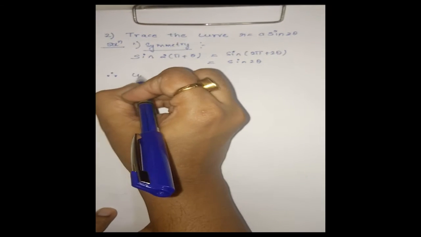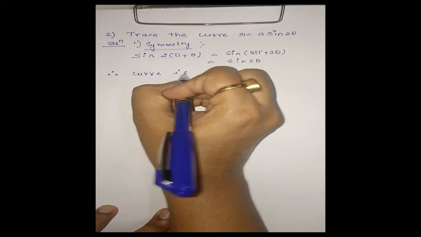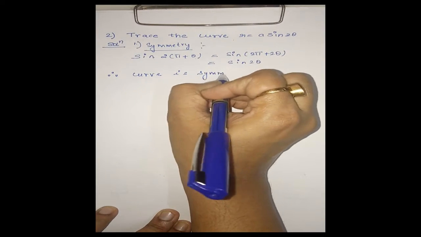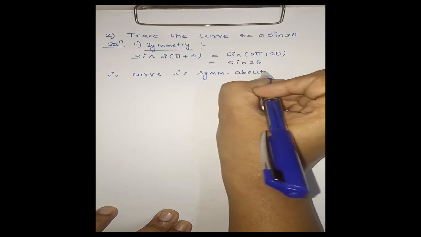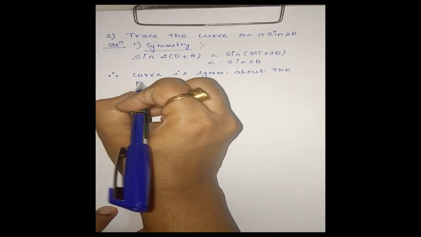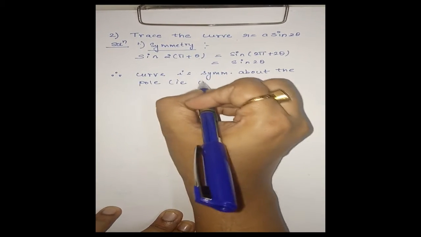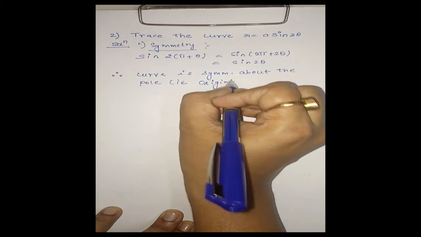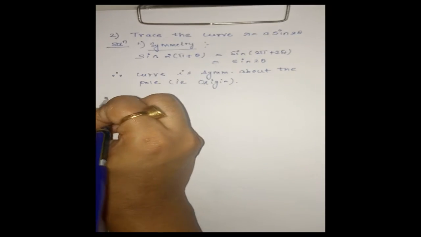Therefore, the curve is symmetric about the pole, that is, the origin. Next comes the pole.